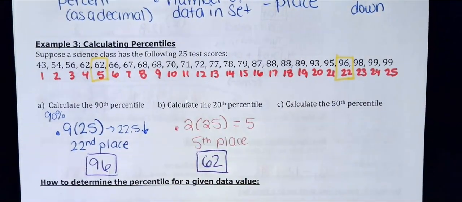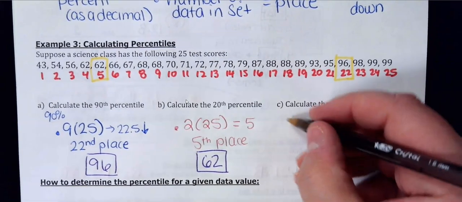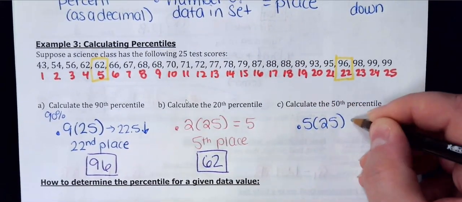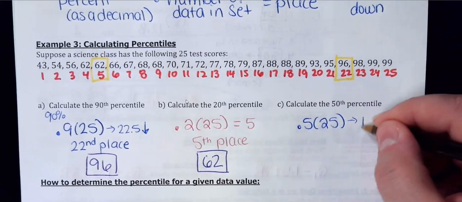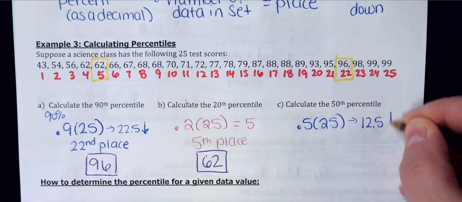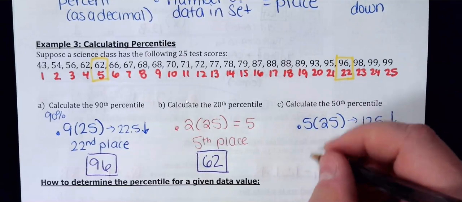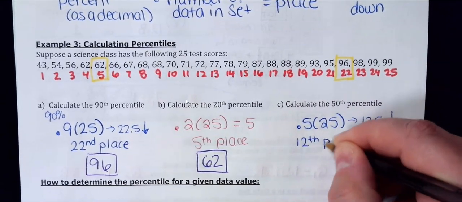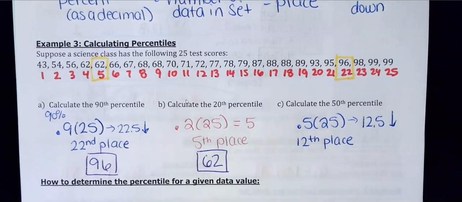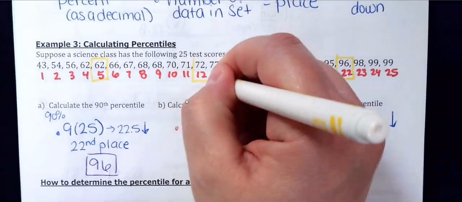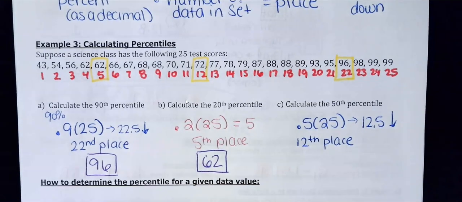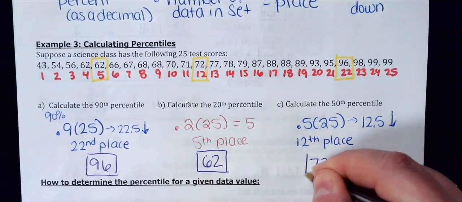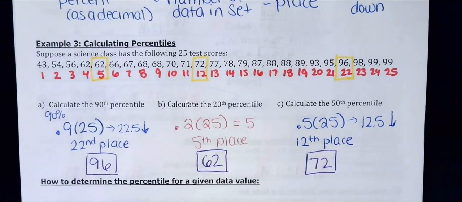If you want to calculate the 50th percentile, you're just going to do 0.5 times 25. This is another one we're going to round. So this will be 12.5. You always round down, even if it's like a 0.8 or 0.9. So this would be the 12th place. If I come back up here, the 12th place is a score of 72. So the person that got the 72 got better than 50% of the rest of the class.